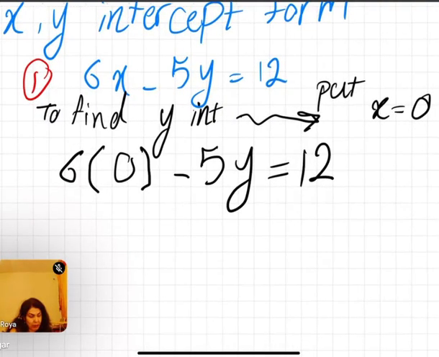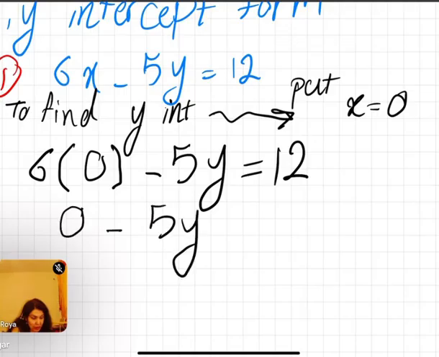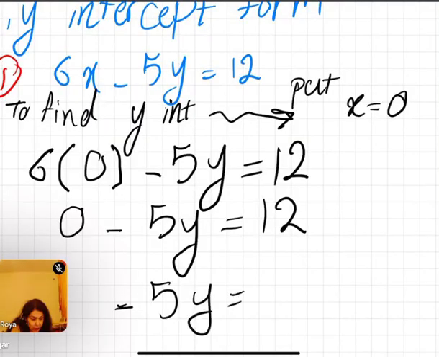And we know that 6 multiplied by 0 is 0. Any number multiplied by 0 is 0. So it's going to be 0 minus 5y equal to 12. And now you can just remove the 0, because 0 plus anything doesn't affect it. So it's going to be negative 5y equal to 12.